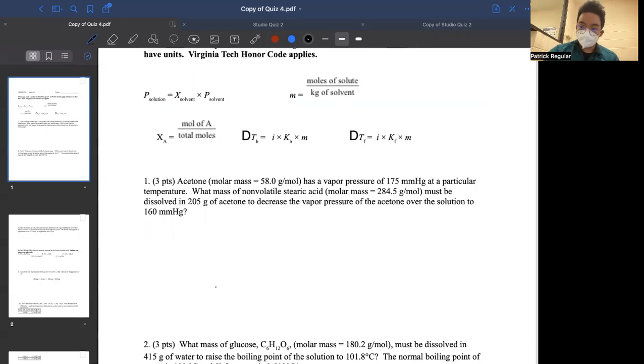So let's just reuse our equation, right? So this equation right here, pressure of the solution equals the mole fraction of the solvent times the pressure of the solvent. And remember what I said, the vapor pressure of a pure solvent is always greater than that of a solution. So this X is always a fraction, and you're taking a fraction of that greater pressure in order to get this solution. Well, let's just go and plug it into our equation, right? So our solution is 160.